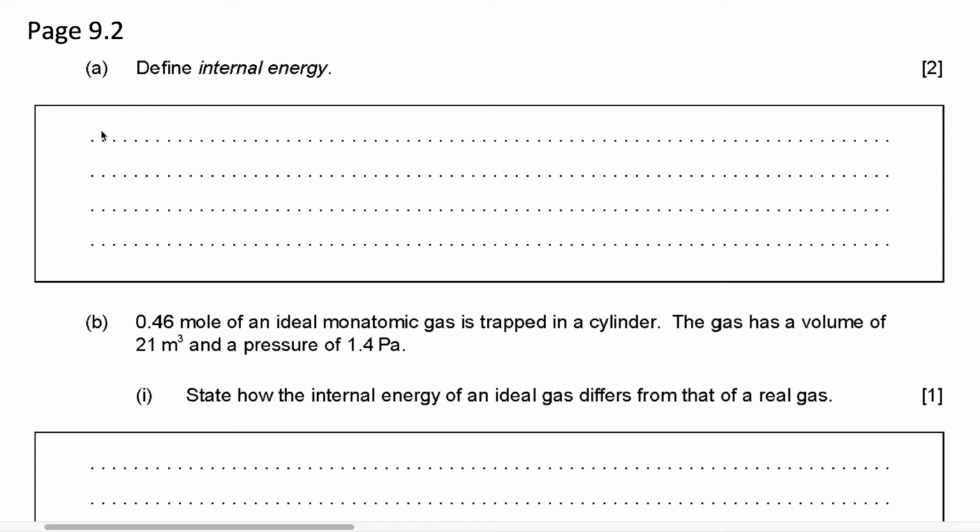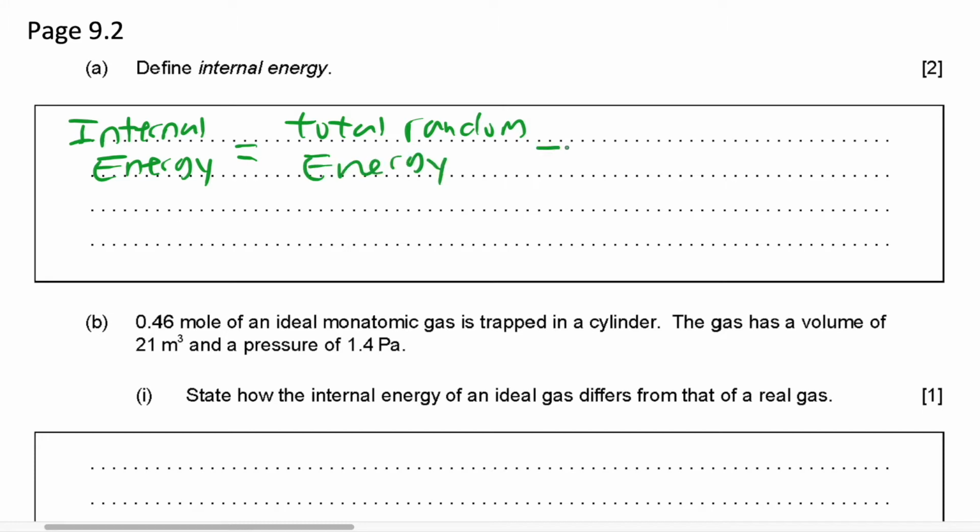Define internal energy. Internal energy means the total random kinetic energy plus total potential energy. This is the definition of internal energy: the sum of total random kinetic energy and total potential energy.